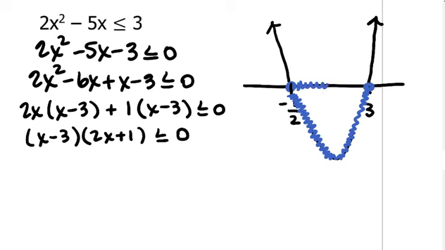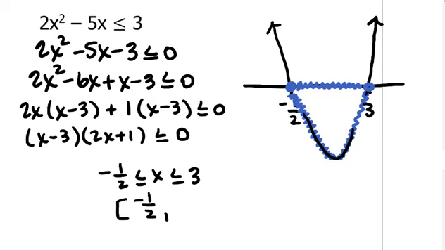And if we're just tracing this back to where it's happening in terms of x's, then this is x between -1/2 and 3, but including both of them. So you could say -1/2 less than or equal to x less than or equal to 3. If you wanted to write this as an interval, you could, with the square brackets because we're including both endpoints. And that's one where the leading coefficient is not 1.